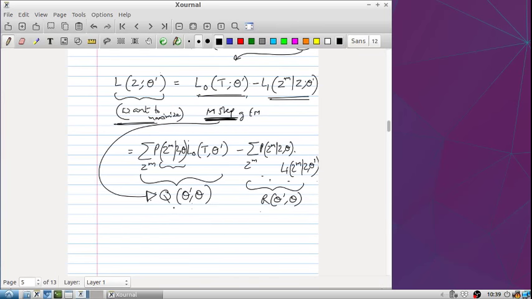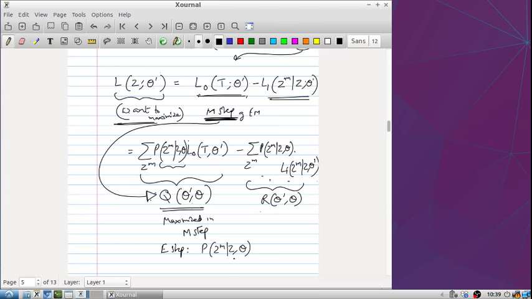Is that at least intuitively clear, or is there some confusion? This is what is being maximized in the M step. And what is being done in the E step? E step is just computing the probability of Z_m given Z comma theta. That happened to be gamma_i in the previous case.